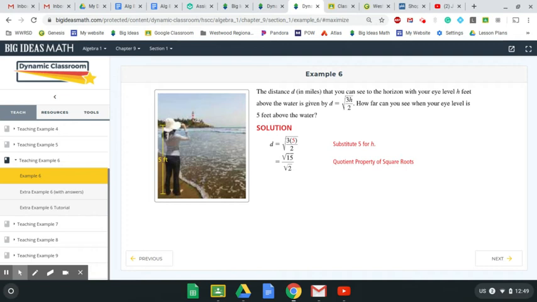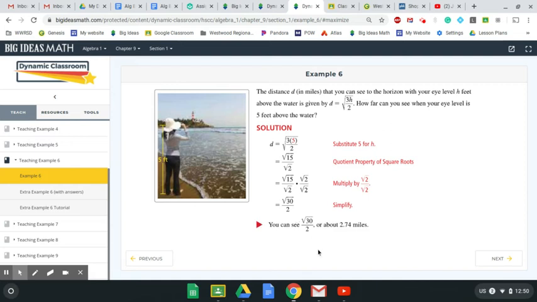Now we cannot leave our answer like this because the denominator is not rationalized. So let's rationalize the denominator. We're going to take this radical 2 in the denominator, and we're going to multiply the numerator and the denominator by radical 2 over radical 2. Now we're going to multiply across the top and across the bottom. Radical 15 times radical 2 becomes radical 30. And in the bottom, radical 2 times radical 2 becomes radical 4, and radical 4 simplifies to 2. And that would be our final answer here.